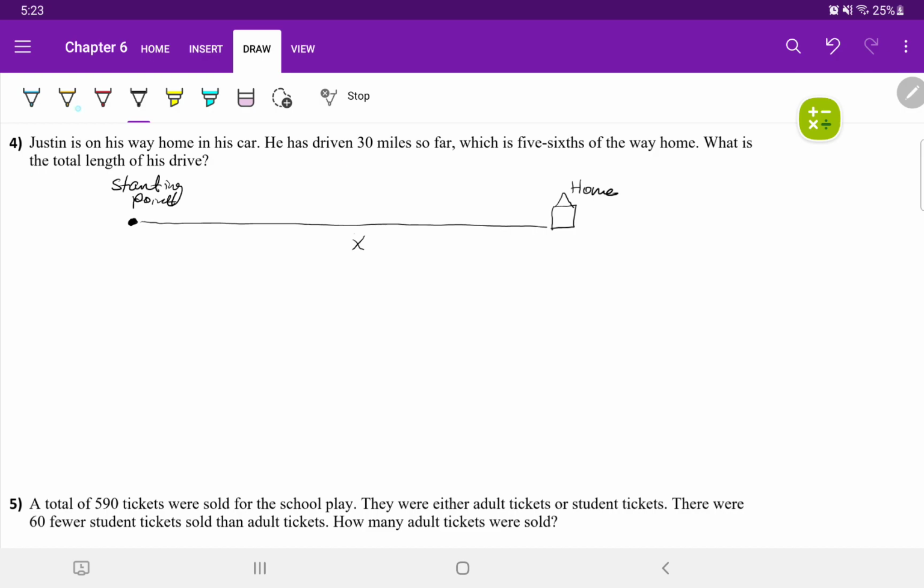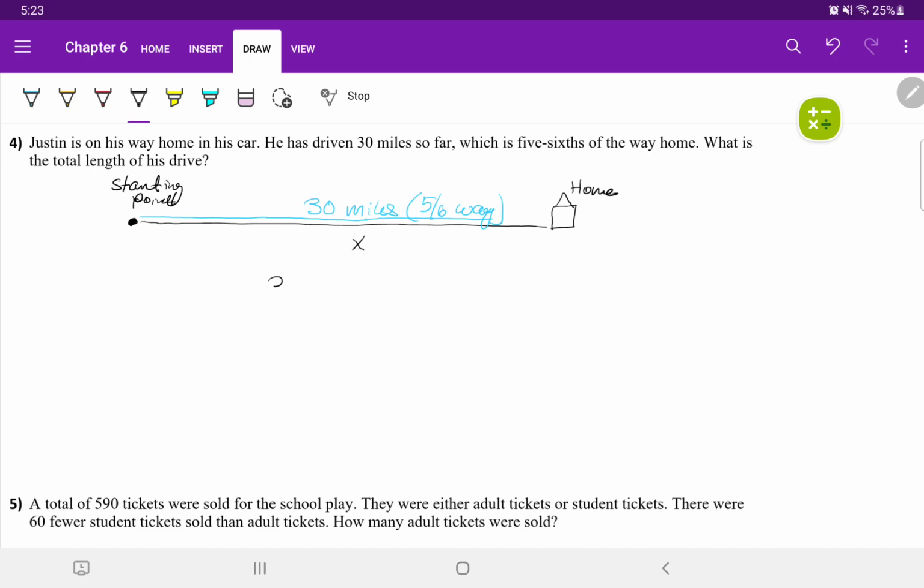Now, it says so far Justin has driven 30 miles, which is 5/6 of the way home. We'll say this is 30 miles right here. 30 miles is 5/6 of the way. And I like a diagram because I like drawing. Now, we want to set this up as an equation because we want to find the total length of his drive.